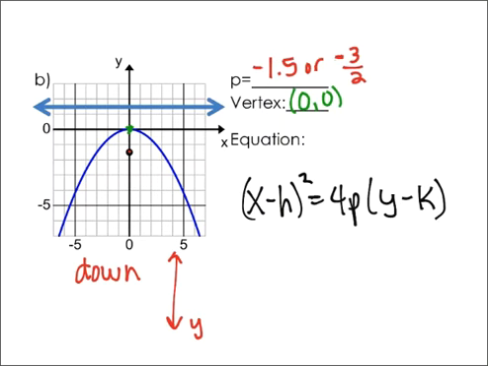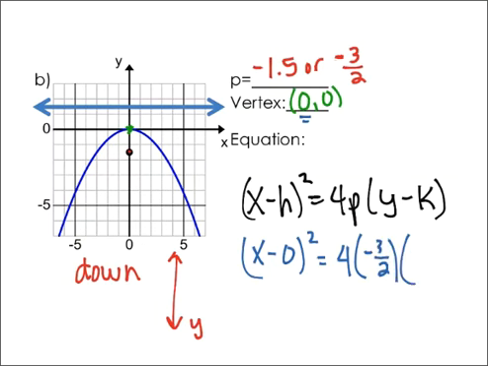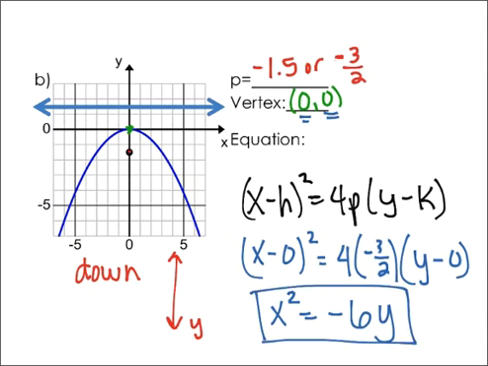All right, so let's plug all of this information into our formula. So we have (x minus our h value, which is 0) squared equals 4. We just figured out that p is negative 1.5 or negative 3/2. And then we've got (y minus our k value, which is also 0). So all I need to do at this point is simplify this. So I've got x squared is equal to 4 times negative 3/2, which is negative 6, and then I've got my y. And there's my equation.